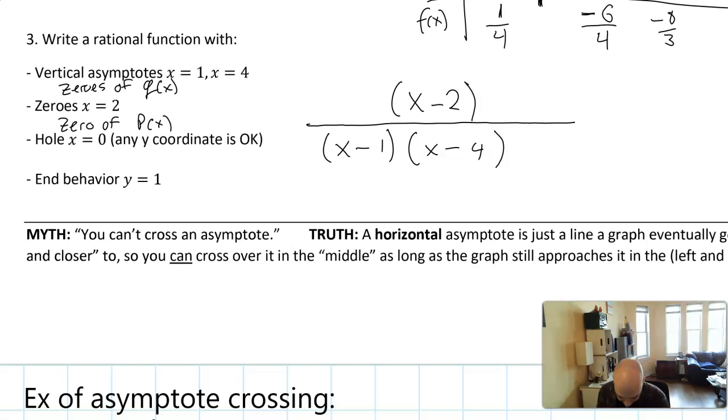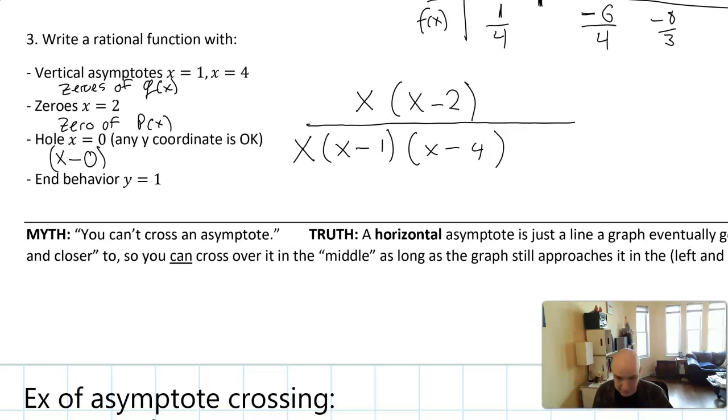We need a hole at x equals 0, and it says any y-coordinate is okay. So to have a hole at x equals 0, I need a factor that cancels out that would make 0 here. So I need just a factor of x, or you can think about it as a factor of x minus 0 if it helps, on the top and bottom to create that hole. So x and x. We're building up this function piece by piece.